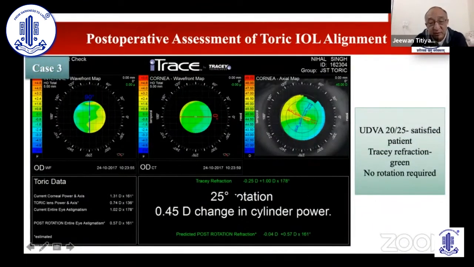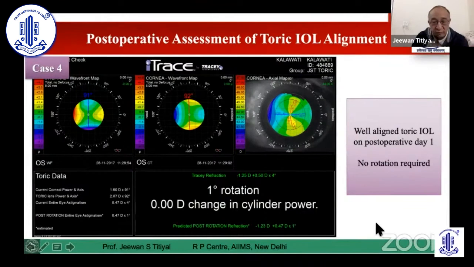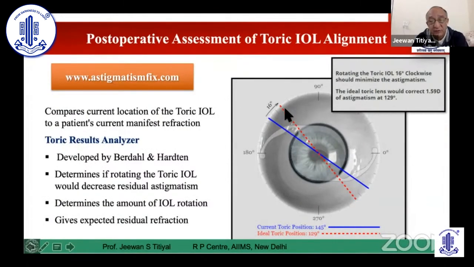This other patient shows 25-degree rotation. The patient has a good visual acuity, 20/25, and it shows that if you rotate, only 0.5 correction will be there. So you have to take a decision on this. This is one patient, effectively no rotation required, 1 degree. And this is a software which is available at www.astigmatismfix.com. You can analyze similarly in these cases also.